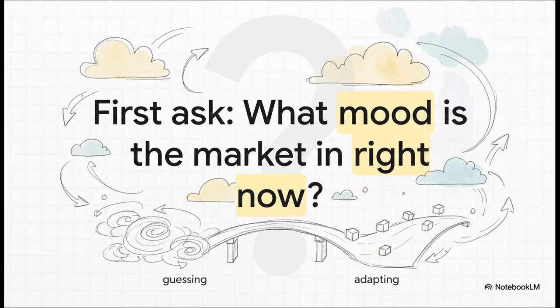So you see, that whole quest for a single, perfect, special signal, it's really a distraction. The real secret, the real insight, is realizing that your first job isn't to predict the future. It's to diagnose the present, diagnose the mood, then match your strategy. By just shifting that first question you ask yourself from what's the market going to do next to what mood is the market in right now, you change your entire approach. You go from guessing to adapting. And in the chaos of crypto, adapting isn't just a small edge, it's everything.